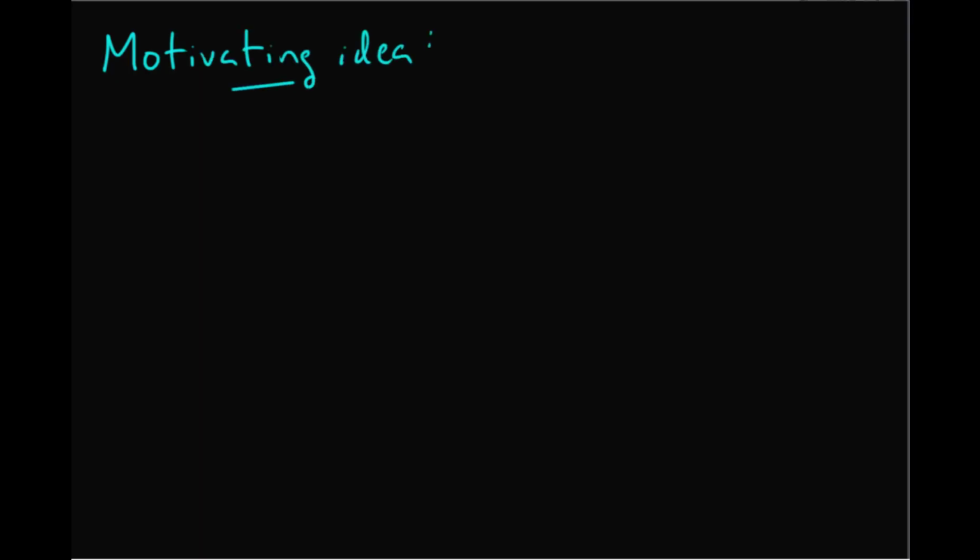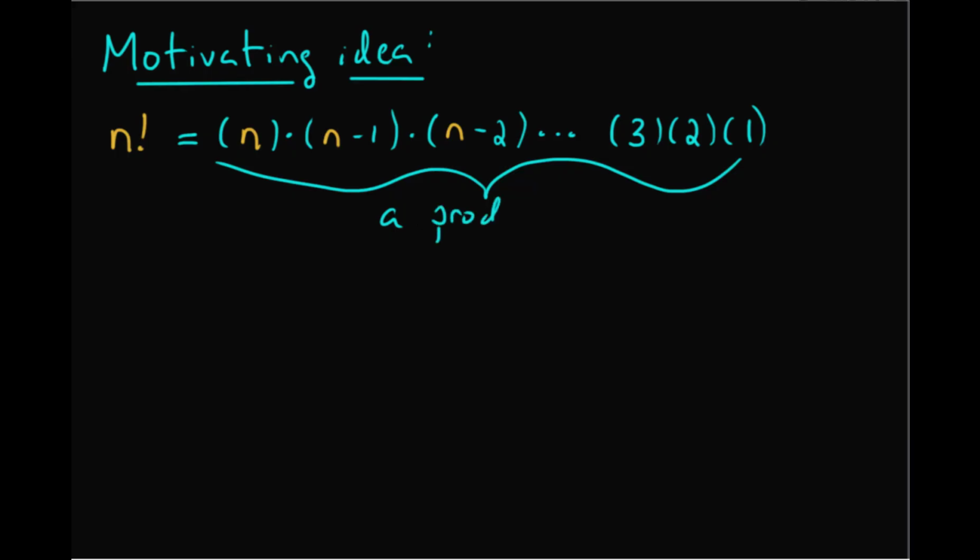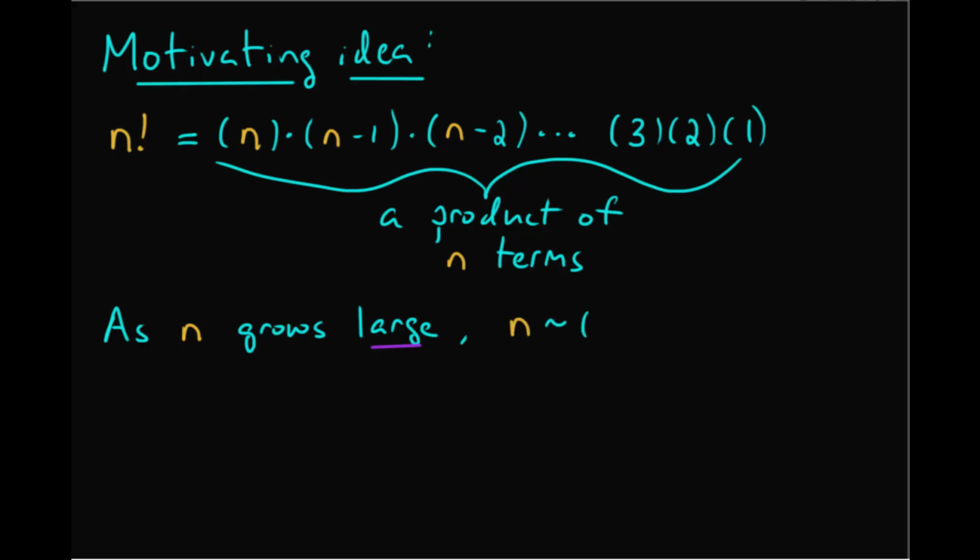Here's the motivating idea for the formula. We want a formula that characterizes n factorial as n grows larger and larger. Well, n factorial just equals n times n minus 1 times n minus 2 times dot dot dot all the way down to 3 times 2 times 1. N factorial is itself a product of n separate terms. If we want to think about the behavior of n factorial as n gets bigger and bigger, one thing we might start by observing is that as n grows larger and larger, the terms in n factorial get proportionally closer and closer together, right?